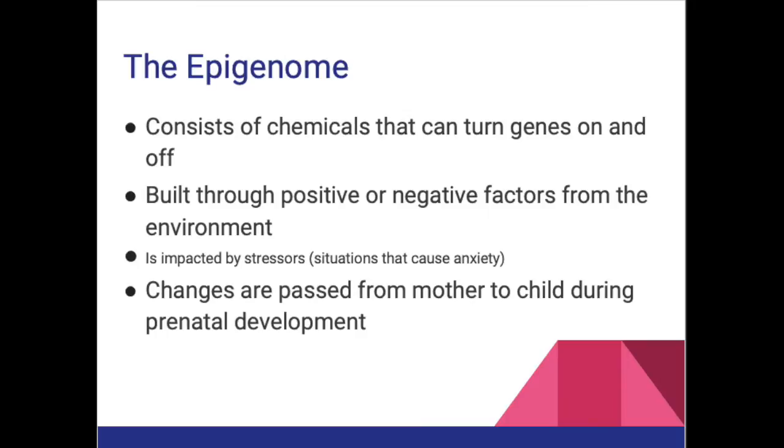So this next concept for child development is pretty wild. All right, so bear with me. It's called the epigenome. Basically, it consists of chemicals that can turn your genes on and off. Okay? It's built through positive or negative factors from your environment. It is impacted by stressors, okay, any situations that may cause anxiety, and changes are passed from the mom to child during prenatal development.